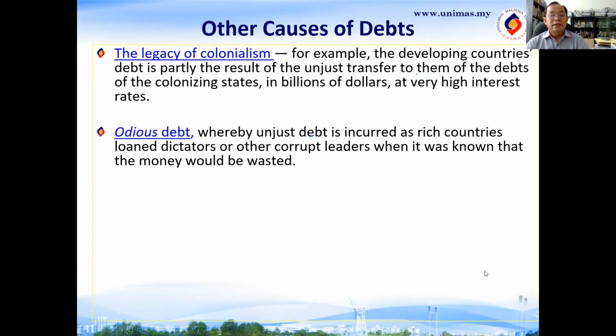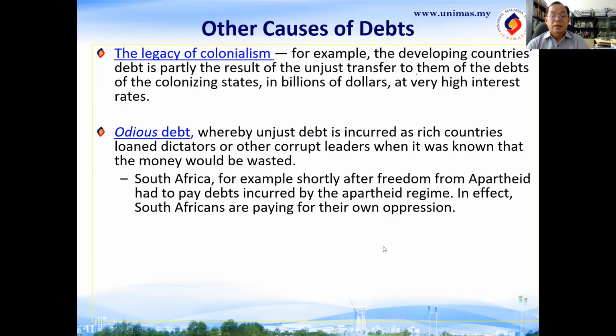Okay. The second cause is what is known as odious debt, whereby the unjust debt is incurred as rich countries loan money to dictators, or corrupt leaders, when it was known that the money would be wasted and would not bring results. Right, so that is the odious debt.